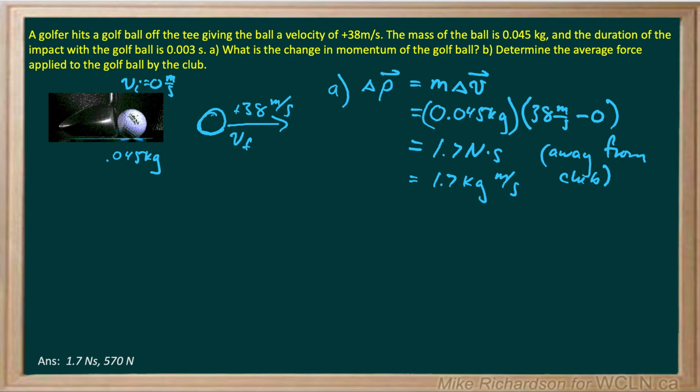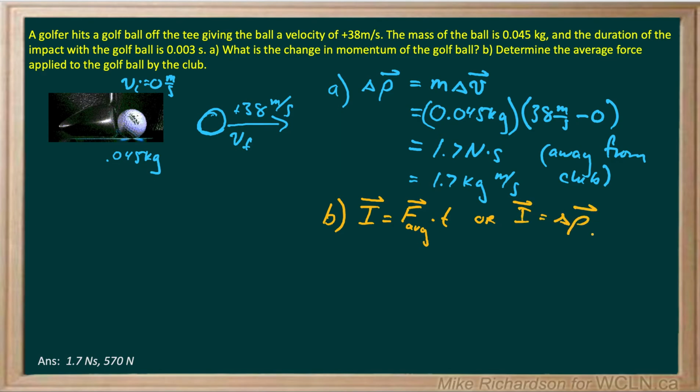Now in part B, they want to know the impulse, because now we want to determine the average force applied to the ball. The idea is that in any collision or explosion, we can use our conservation of momentum equations, or we can use impulse equals change in momentum. Now we know there's two formulas for impulse. Impulse, by definition, is an average force applied over a time. And it's a vector, so my impulse is always in the direction of the force. Or impulse is equal to change in momentum.